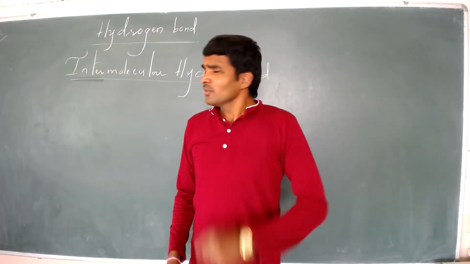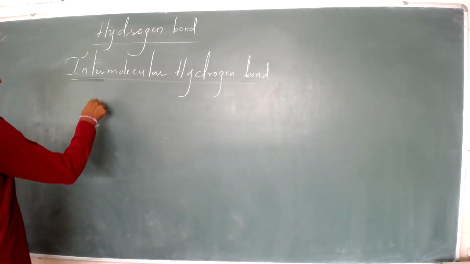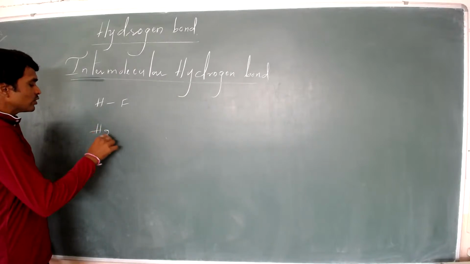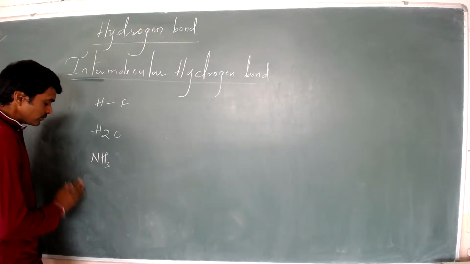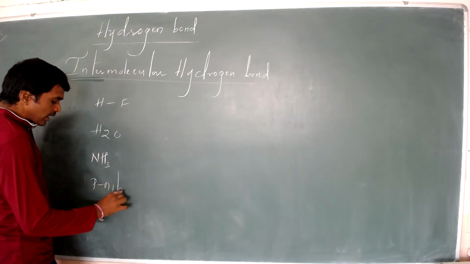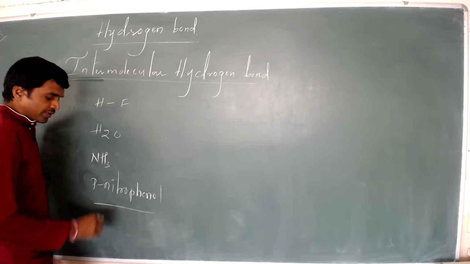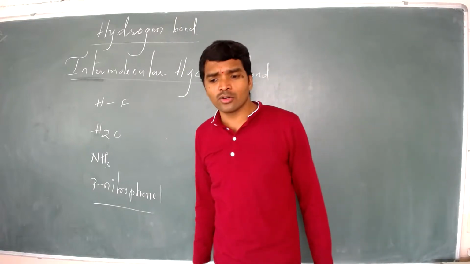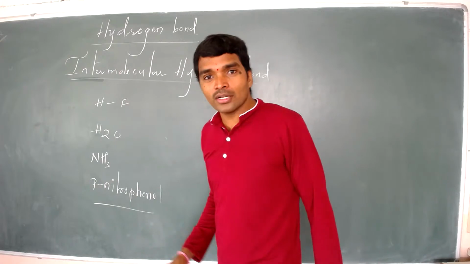Okay, sir, you give examples, sir, so we are able to understand. Now take the examples: HF, H2O, ammonia, and para-nitrophenol. These are the best examples for intermolecular hydrogen bond.